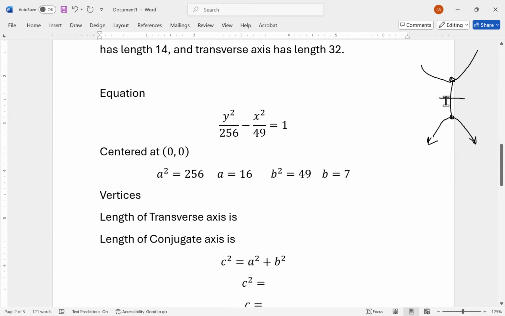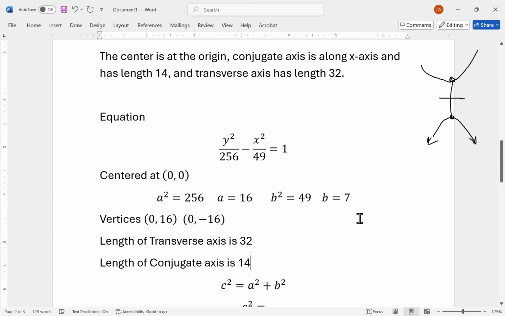Now the vertices we get by moving up and down. So my vertices are going to be (0, 16) and (0, negative 16). The length of the transverse axis, it already told me that, but we could have also figured it out by just doubling a. The length of the conjugate axis, it already told me that. We could find that by doubling b. So the length of the transverse axis is 32 again. The length of the conjugate axis is 14.